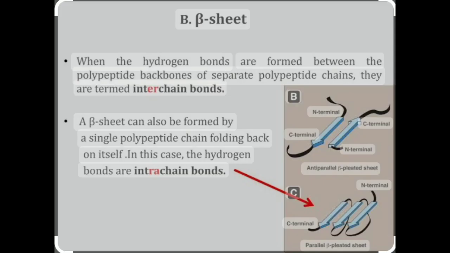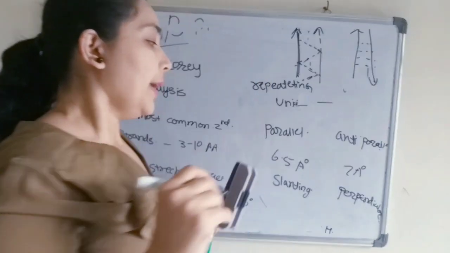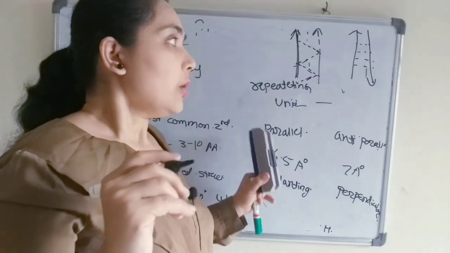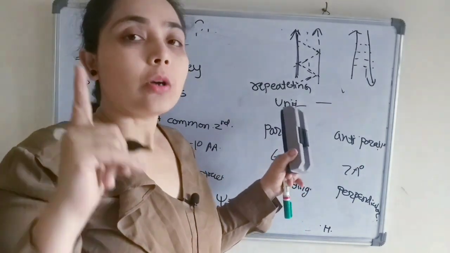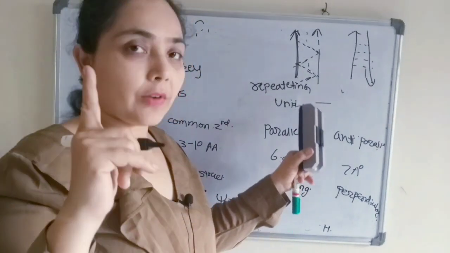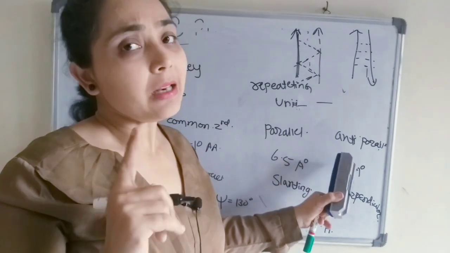When the hydrogen bonds are formed between separate polypeptide chains, they are termed interchain bonds. A beta sheet can also be formed by a single polypeptide chain folding back on itself. In this case the hydrogen bonds are intrachain bonds. Out of these two, the parallel and the anti-parallel beta sheet, the most common type of structure, which is widely present, is the anti-parallel beta sheet.